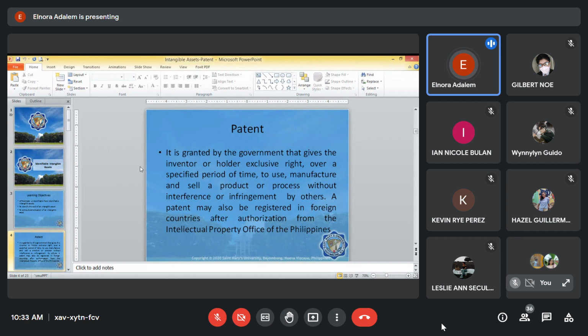...holder over a specified period of time to use, manufacture, and sell a product or process without interference or infringement by others. A patent may also be registered in foreign countries after authorization from the Intellectual Property Office of the Philippines. So if you have the patent, exclusive right over your product, you will be protected from others who will be using your product without your permission.